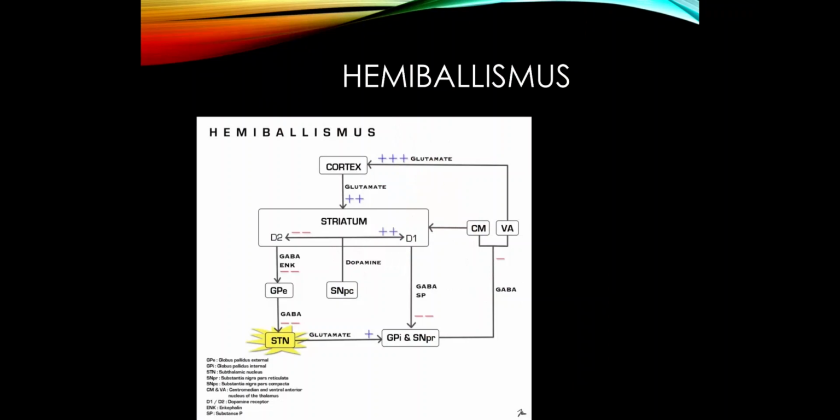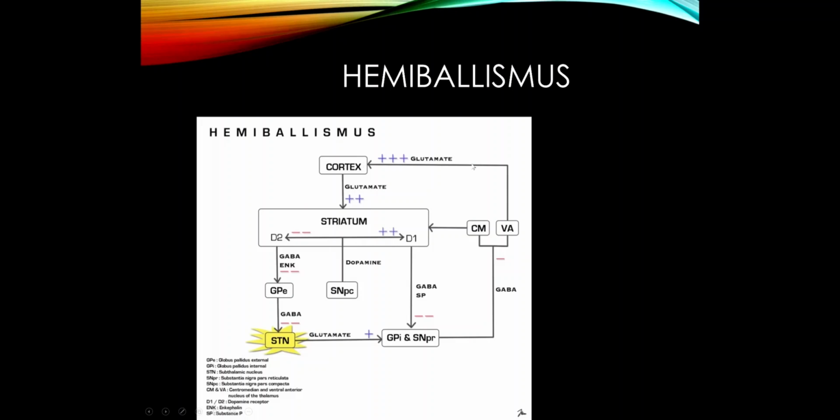All right, very quickly, hemiballismus we talked about last year. Remember that this is a subthalamic stroke, and so you destroy a large portion of the subthalamic nucleus here, so less glutamate goes out to the output nuclei. Therefore the internal segment of the globus pallidus is going to put out less GABA, so there's less inhibition of the ventral anterior nucleus of the thalamus, and therefore more glutamate going back to the motor cortex. And so again, that is a hyperkinetic movement disorder.